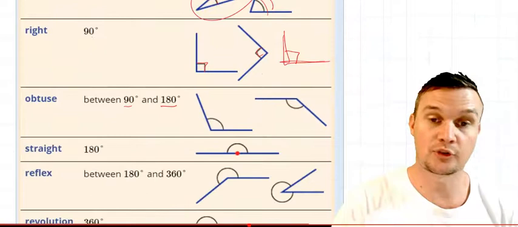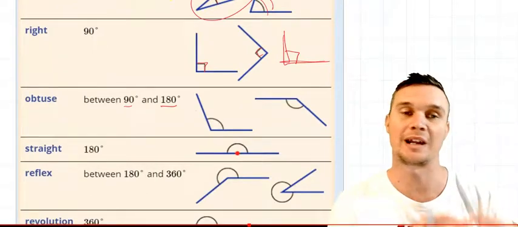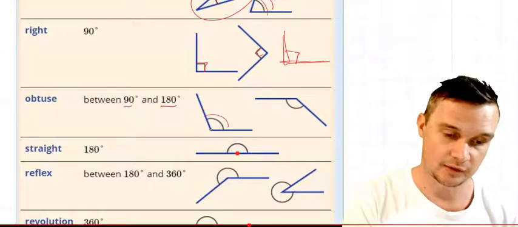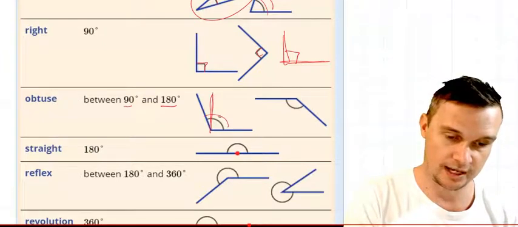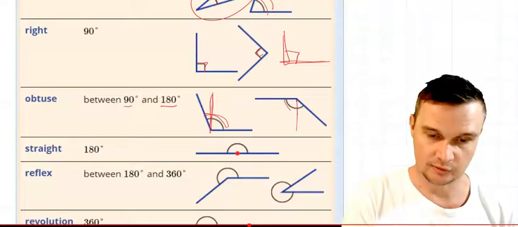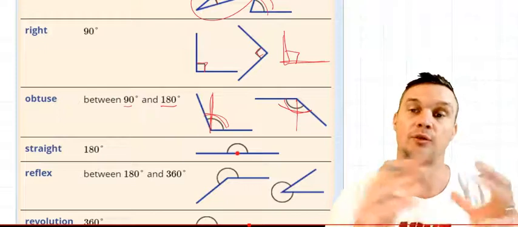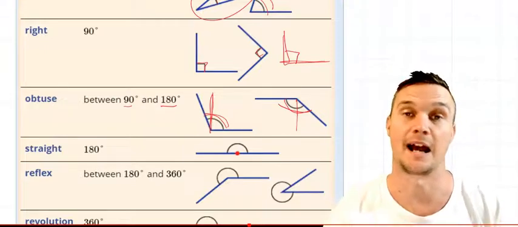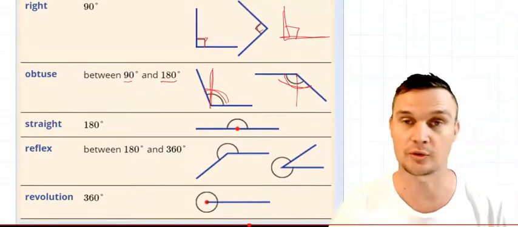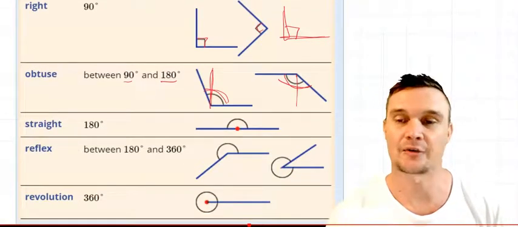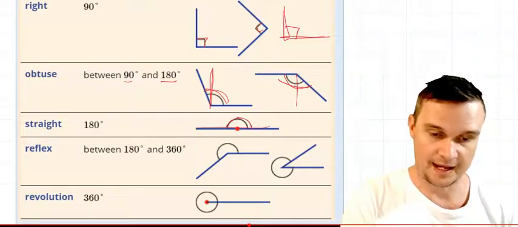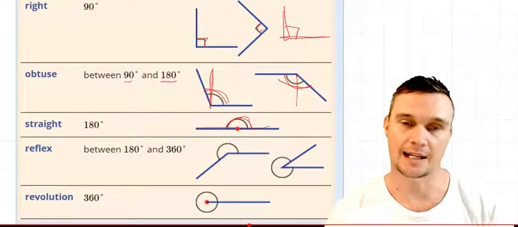From there, an obtuse angle is in between 90 and 180 degrees. So with these ones here, if we drew a 90 degree angle, you can see it's greater than 90 degrees. Both of these, even though one is sort of upside down, are greater than 90 degrees but less than 180, and we call that an obtuse angle. Now, a straight angle, which you should all know, is equivalent to 180 degrees.